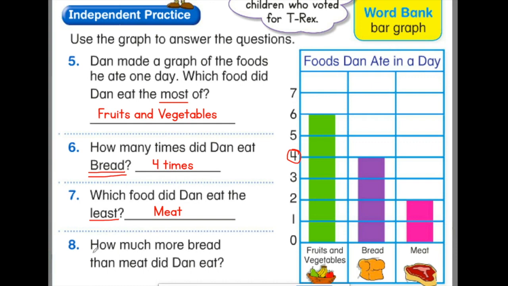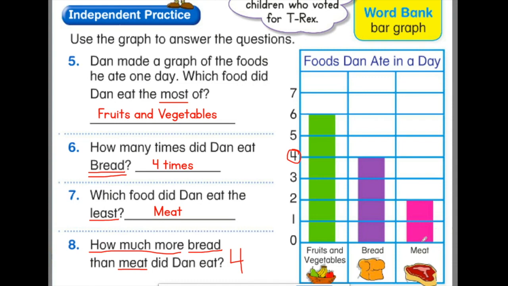And our last question for today, how much more bread than meat did Dan eat? We have our keywords in the beginning, how much more, which means we are comparing, and I am comparing how much meat he ate and how much bread he ate. So we can compare them to figure out how much more by just subtracting and always starting with the bigger number. So let's look at bread first. Bread, we already figured out he ate 4 times. So I'm going to write that first because that's going to be my larger number. And I'm going to compare that to the meat.